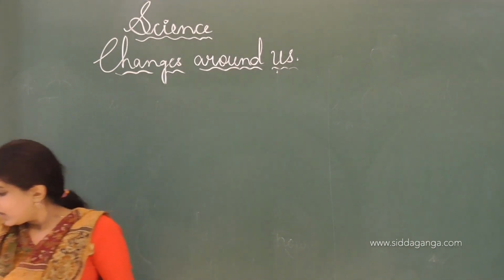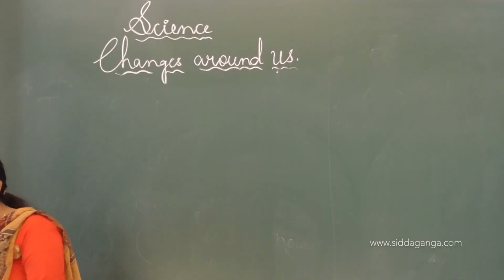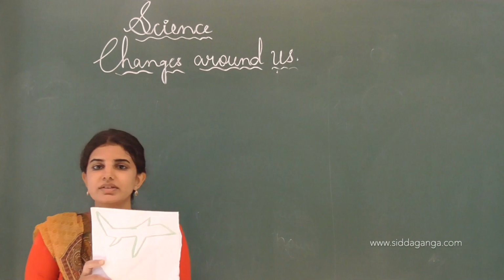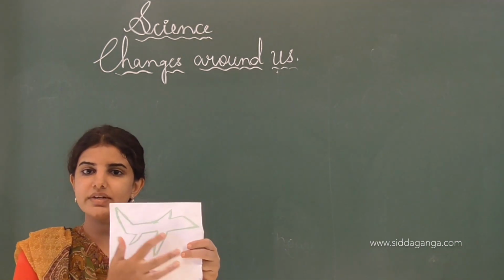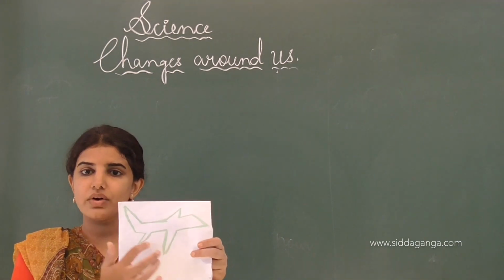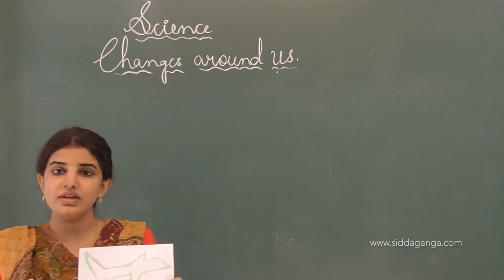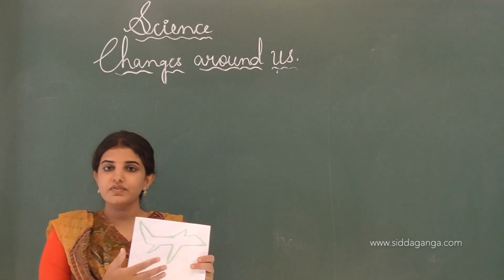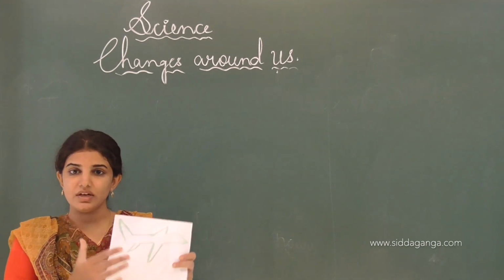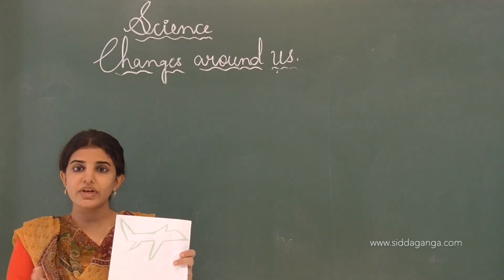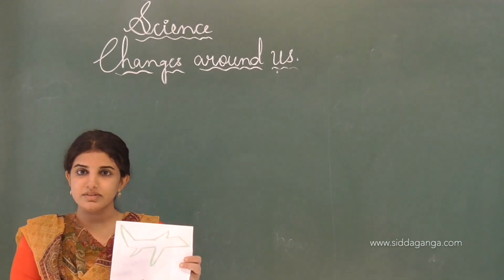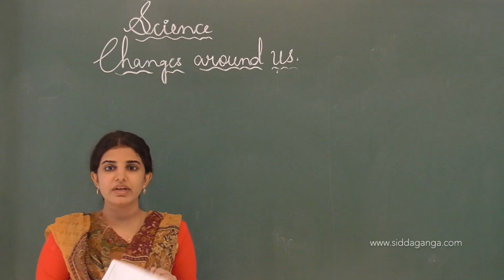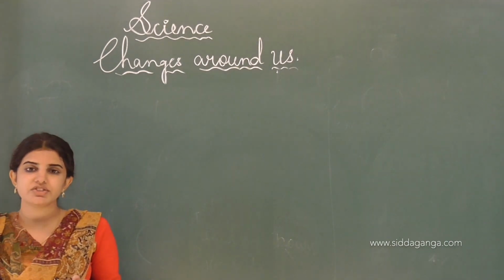See, I will show you one toy aeroplane here. This is the toy aeroplane. We can cut this toy aeroplane on its outline so that we can easily cut it. Afterwards, from the cut aeroplane we can't make the original paper as before. See, this is one example of an irreversible change.